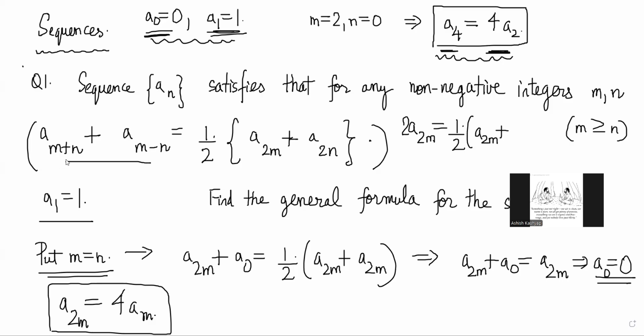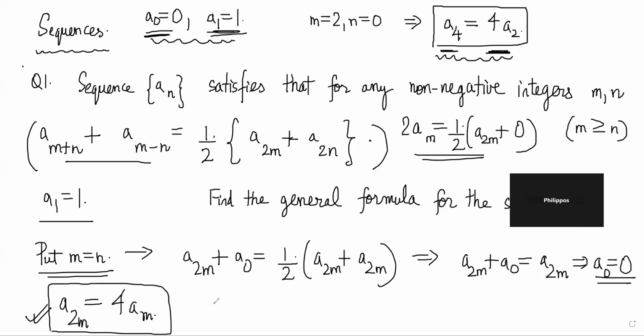You are getting a_m, not a2m, right? If you put n equal to 0, you get this plus 0. So you get a2m is 4 times a_m, right? Yes. Which means that if we can find out a2, then a4 will be 4 times a2 and stuff like that, right? Yes. And we already know a1, so we can find a2 from this relation, right? Yes. a2 will be 4 times a1, and a1 is 1, so a2 is 4.